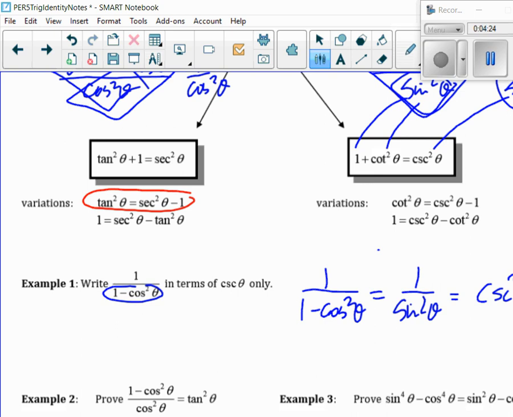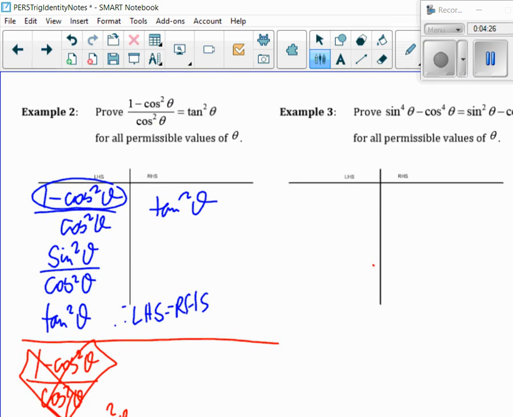Variation of it, right? Okay, let's try the next one. Sine to the power 4 theta minus cos to the power 4 theta, and sine to the power 2 theta minus cos to the power 2 theta. Okay, so what can we do? Which one's the more complicated side?